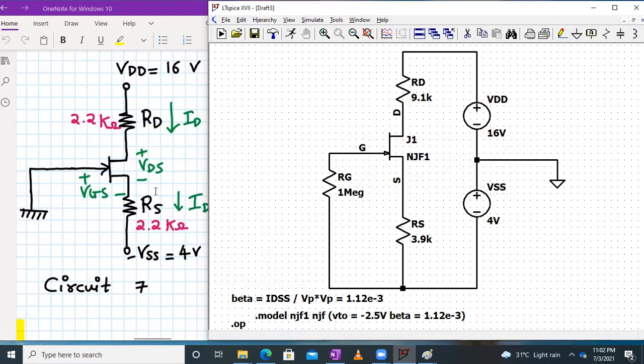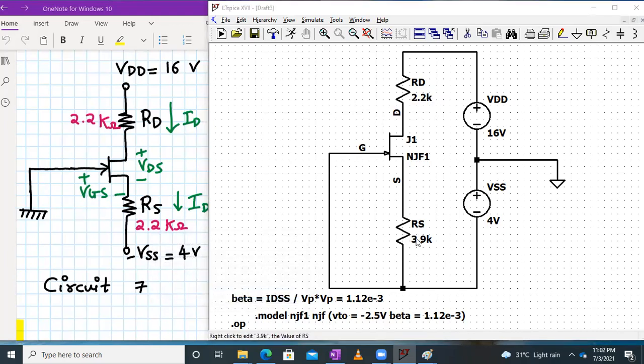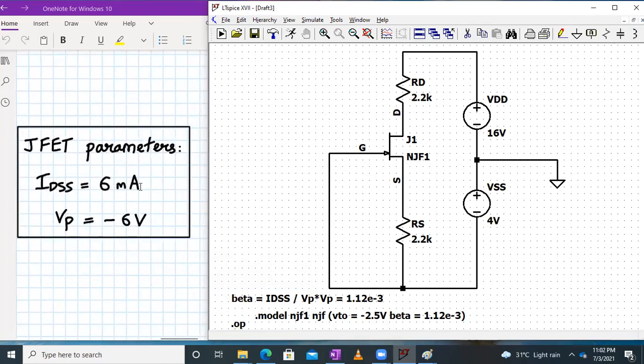Then the value of VG is absent, so that means RG is not present. So directly connected to the ground. VG, the gate terminal, is directly grounded. And then the RD value and RS value are the same, equal to 2.2K. RS value is also 2.2K. And VDD is 16 volts. What about JFET parameters? IDSS is 6 milliamperes and VP is minus 6.